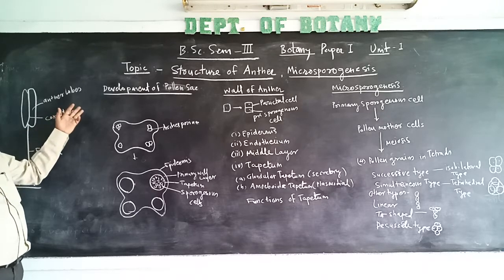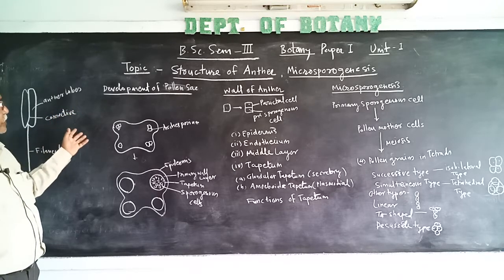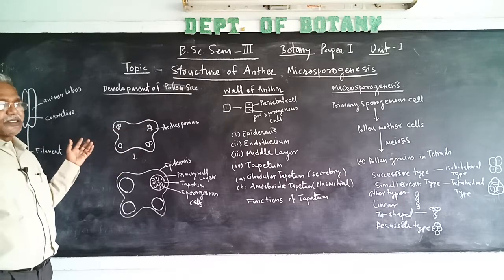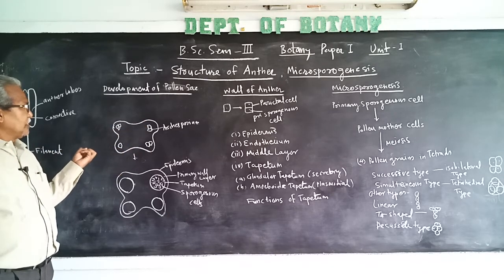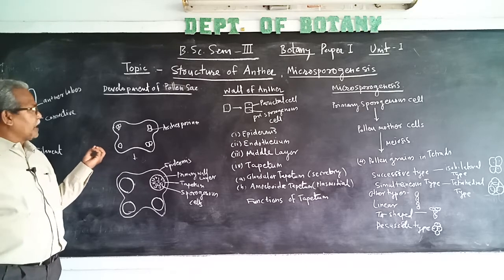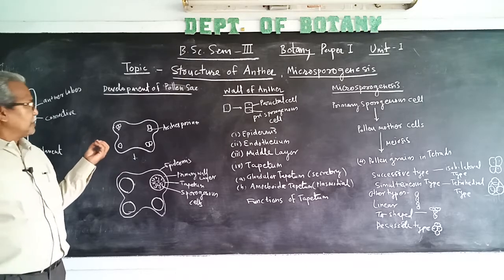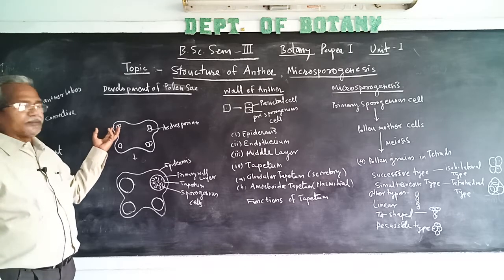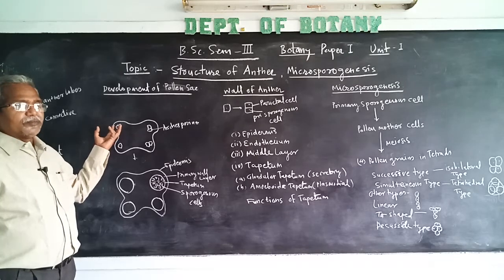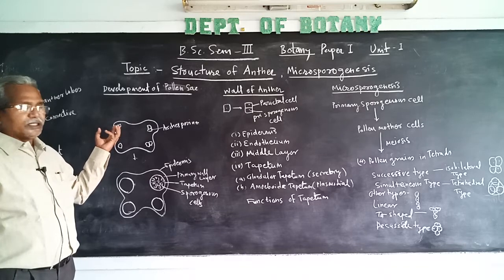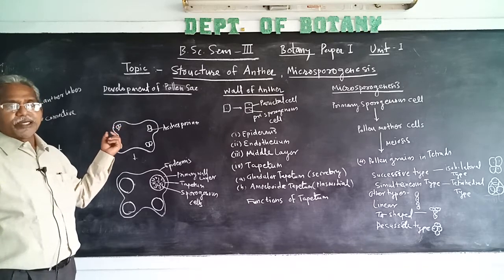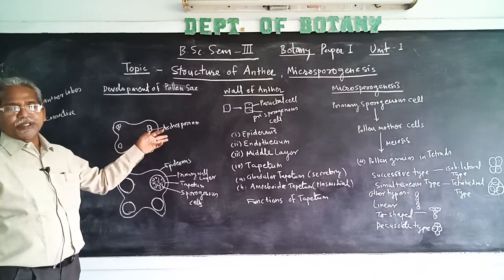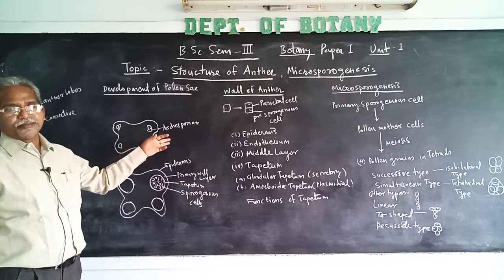Then the development of the pollen sac. Just below the epidermis there is a homogeneous mass of cells, and at the sub-hypodermal region some larger cells develop. They are prominent, bigger in size, with dense cytoplasm and prominent nuclei. These are called the archesporial cells or archesporium.